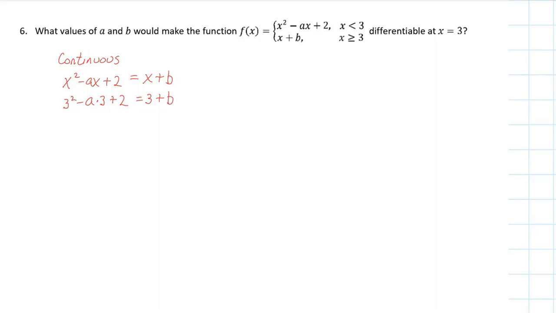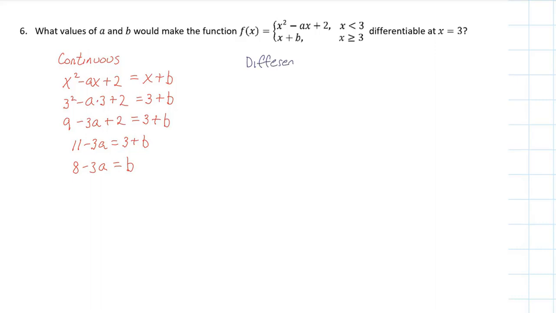Now I can already see that I'm going to have a problem here because I've got an a and a b in here, but I'm going to go ahead and clean this up anyway. This is 9 minus 3a plus 2 equals 3 plus b. Let's see, 9 plus 2 is going to be 11 minus 3a equals 3 plus b. Subtract the 3 and I get 8 minus 3a equals b. So again, I'm kind of stuck right there. So I can hold off on that for a minute, and I'm going to jump to the other side and talk about differentiability.